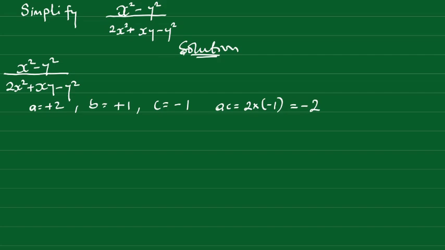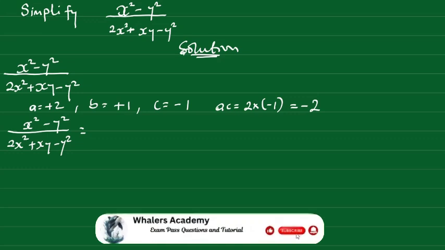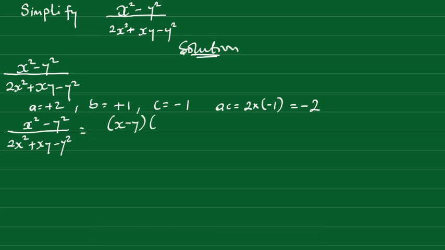Now, having known this, we copy out our expression again. So we have (x² − y²) divided by (2x² + xy − y²). Now this is equal to, being the fact that our numerator is the difference of two squares, (x − y)(x + y), divided by, we have 2x².